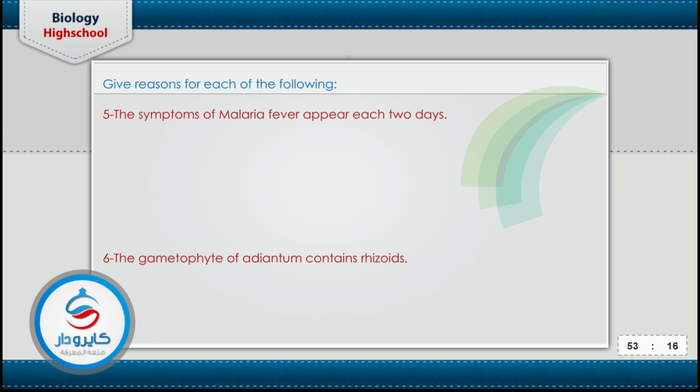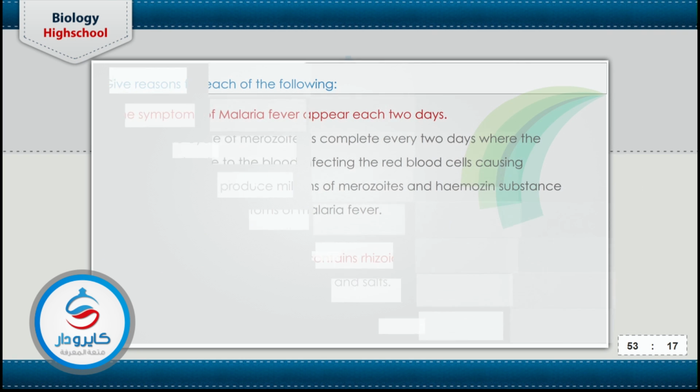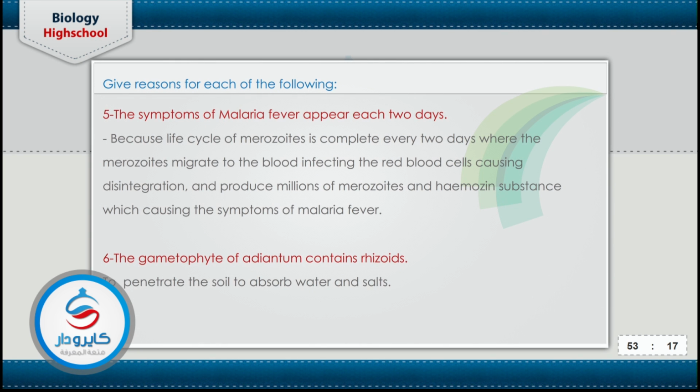During the rupture of the RBCs, a huge number of merozoites with the toxic substance, which is called hemozoin, get out from the RBCs. That leads to the appearance of the symptoms of malaria disease, such as shivering, sweating, and increase of the temperature. So the malaria is called the malaria fever due to increasing the body temperature as one of the symptoms of the malaria disease. The next question.